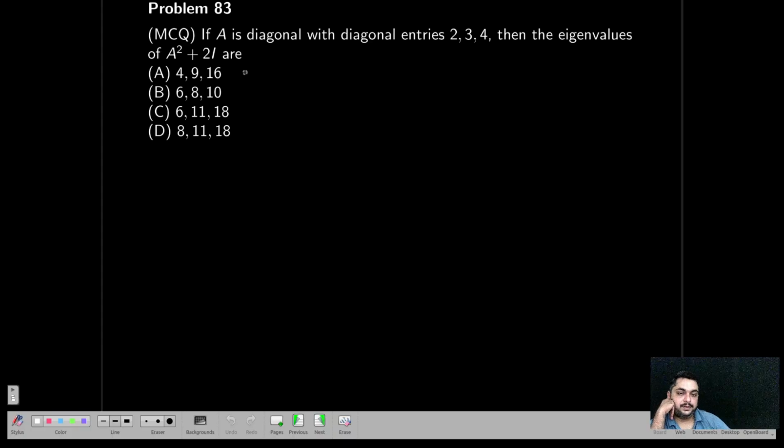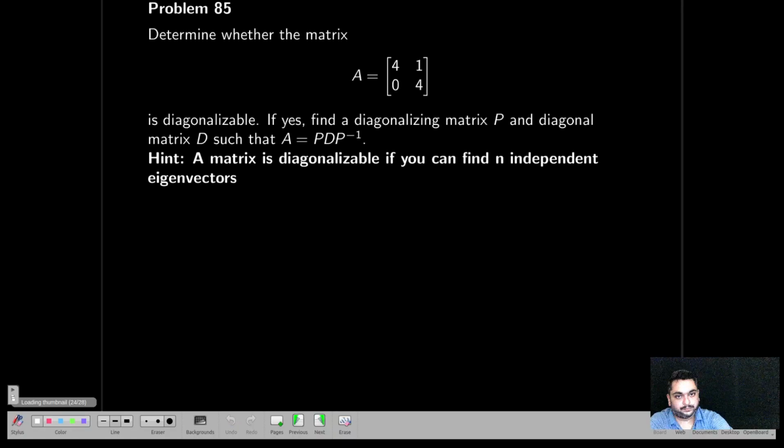Next, if A is diagonal with diagonal entries 2, 3, 4, then the eigenvalues of A square plus 2I are... So A square plus 2I means 2 square plus 2, then 3 square plus 2, 4 square plus 2. So 6, 11 and 18. False. Next.